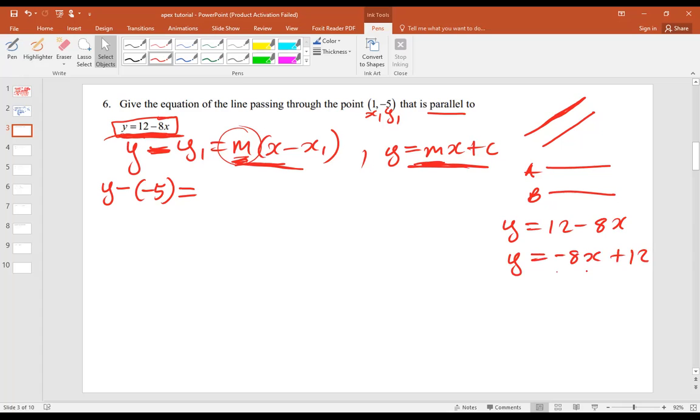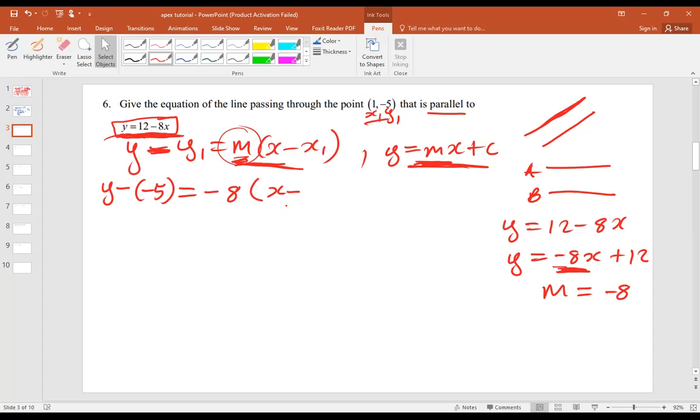So the coefficient of x is the one that we're calling the gradient. And we know to say these two lines are parallel, hence they have the same gradient. So in this case, the gradient is simply equal to -8. This -8 is the one that we're going to get as our gradient, even for this equation that we're finding. So we'll put -8 where there's gradient.